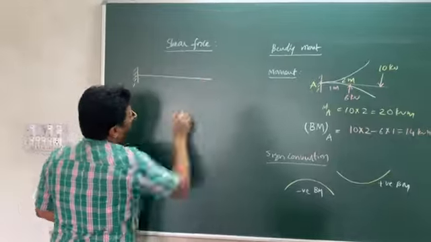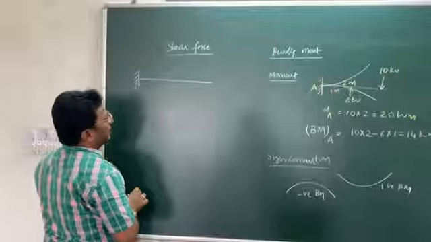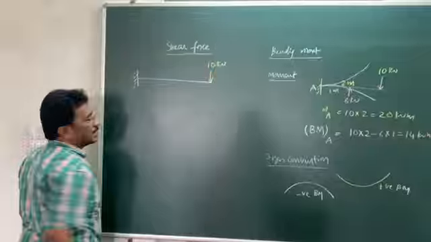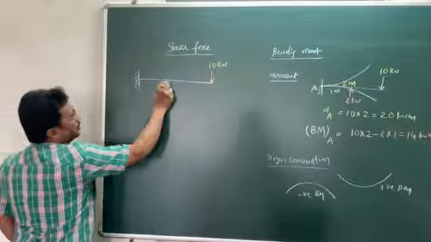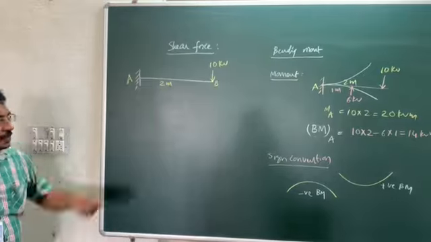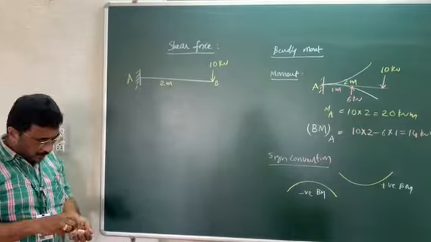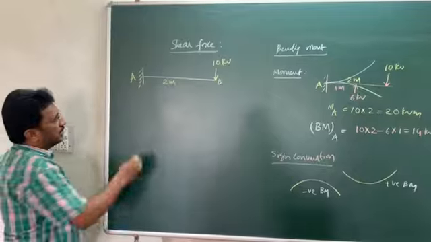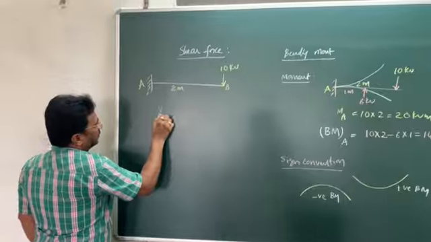For example, if I have a cantilever beam subjected to a point load downwards, which is 10 kilonewtons, at a distance of 2 meters from the fixed support. Now let us assume that this is a cantilever beam subjected to that particular point load. Now if you ask me to draw the shear force and bending moment diagrams here, let us calculate first the shear force at A.